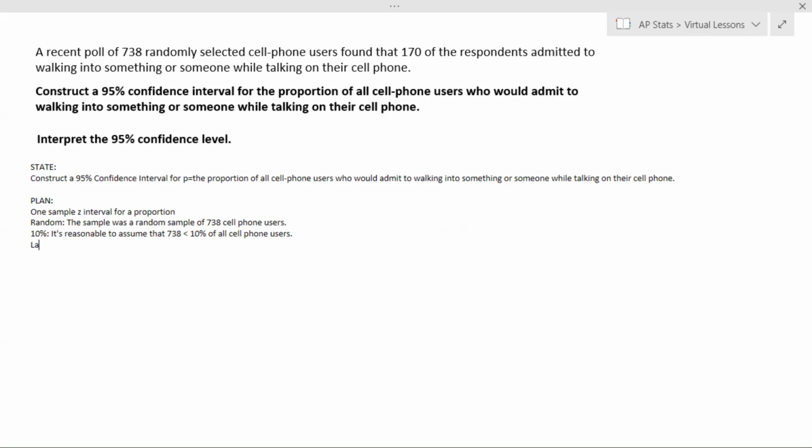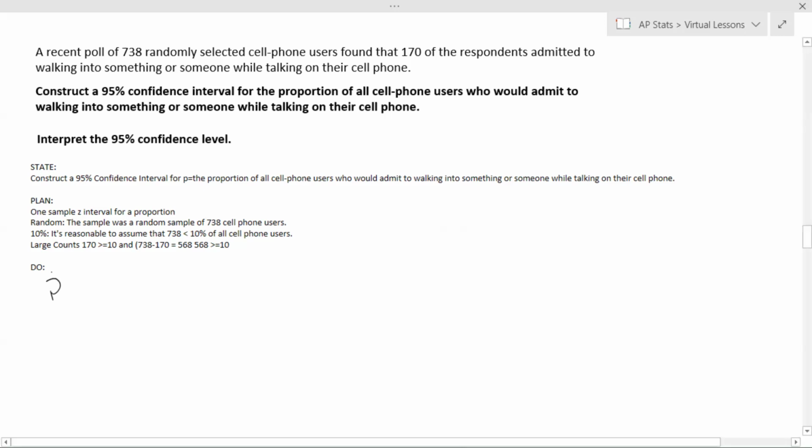Large counts: 170 is greater than or equal to 10, and 738 minus 170, which equals 568, is greater than or equal to 10. So the large counts condition is met there as well. The next step we're going to do is the do step, and this is where you actually perform your calculations. So here's where I'm going to do a little bit of writing.